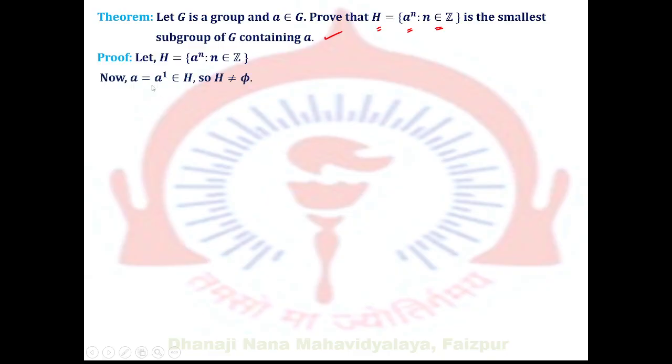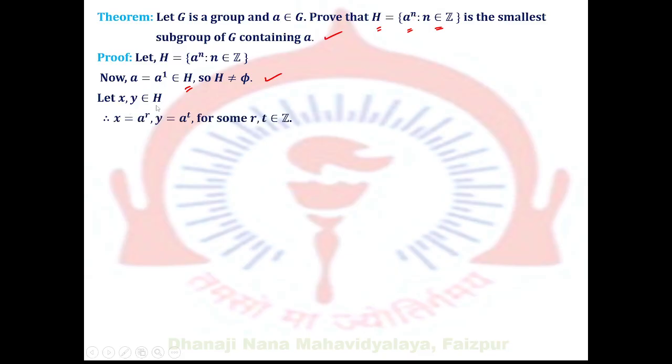Now a is equal to a raised to 1. So it is an integral power of a, so it belongs to H. So from that we can say H is non-empty. So here H is a non-empty set. So take x and y belongs to H. So since x and y belong to H, they are of this type, a raised to n. We have to show H is the smallest subgroup. So first we show it is a subgroup.